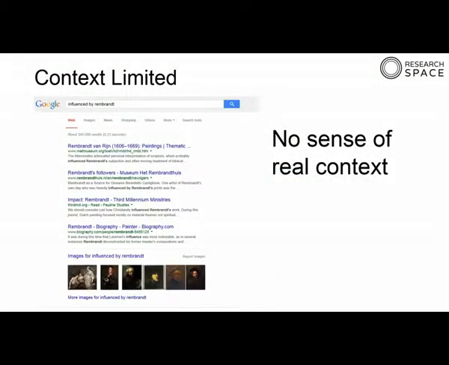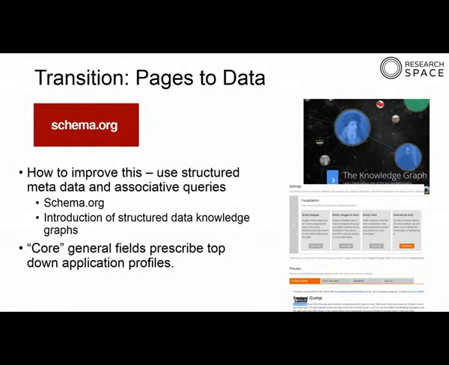But if you do try to put some context into your search, say I want to search for stuff influenced by Rembrandt, it confuses it completely. It's got no sense of context whatsoever. It's a keyword search. So it finds the words "influenced by", but it has absolutely no understanding of what that means. And that's not very good for precise searching.